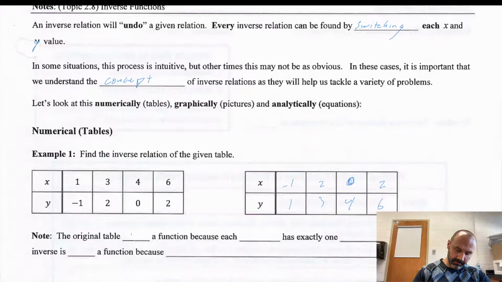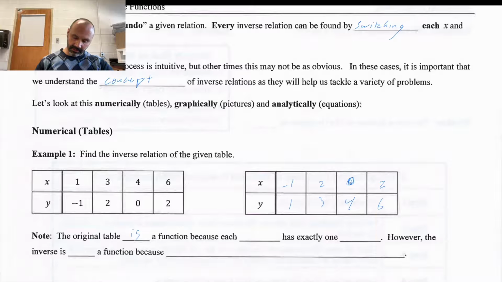So the original table is a function because each x value has only one y value. However, the inverse is not a function because the x value 2 has two different outputs, two different y values.